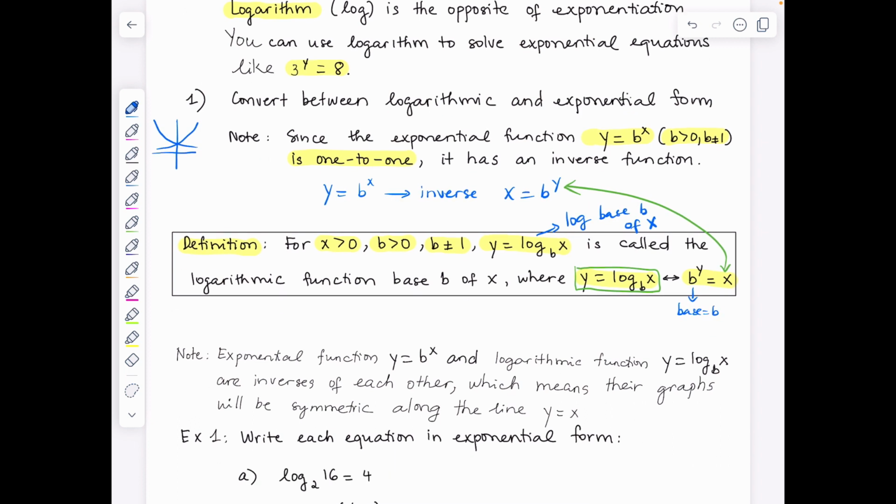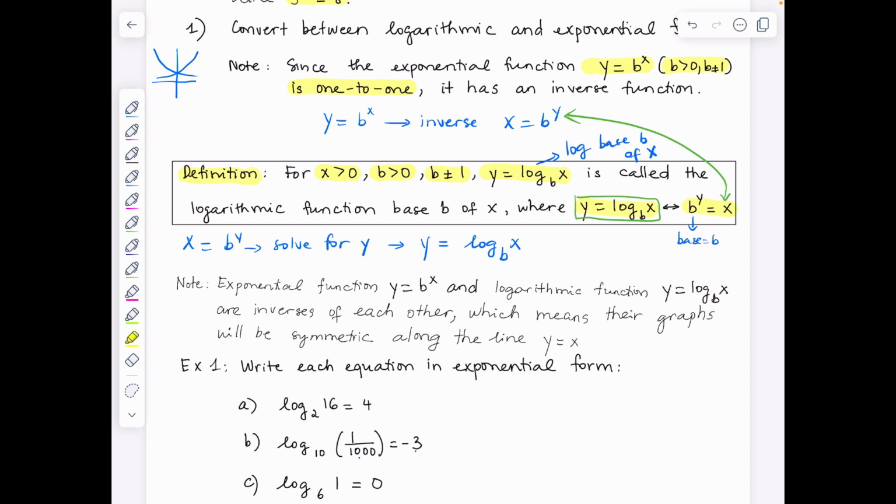So why do we need this log function? For example, let's say we have an equation such as x equals b to the y, and you want to solve for y, which is an exponent here. Then to solve for y, you would use the log function. y will be equal to log base b of x. Another note here: the exponential function y equals b to the x and the logarithmic function y equals log base b of x are inverses of each other. Therefore, their graphs will be symmetric along the line y equals x.